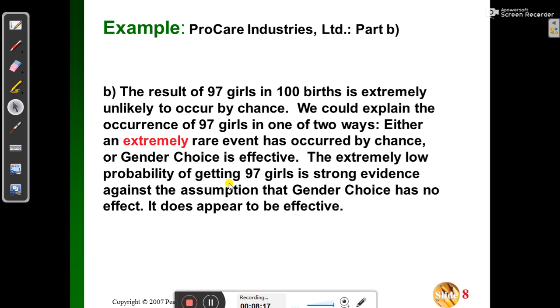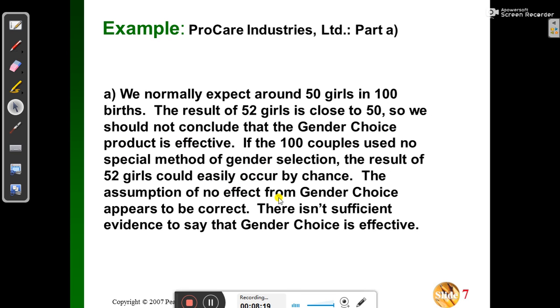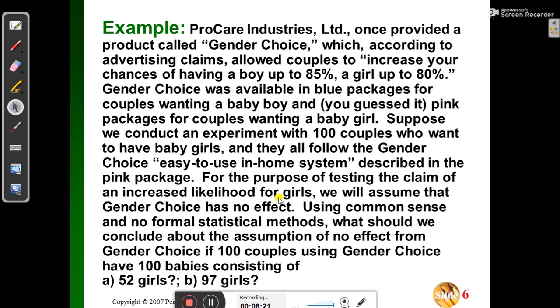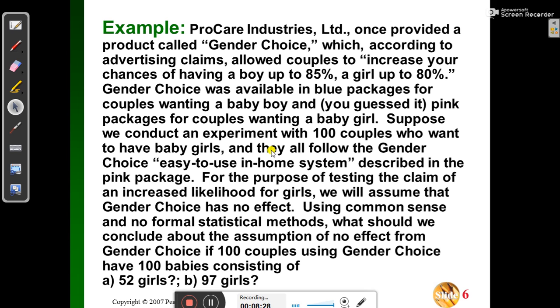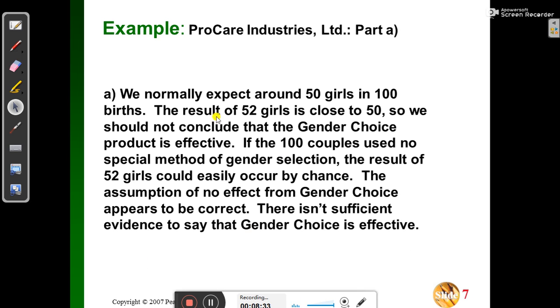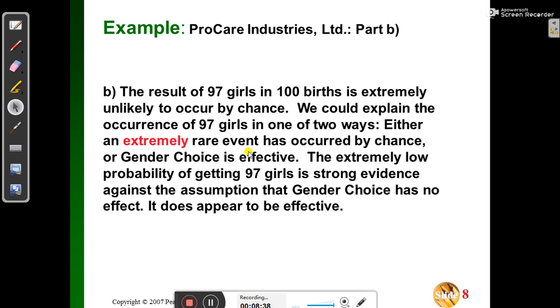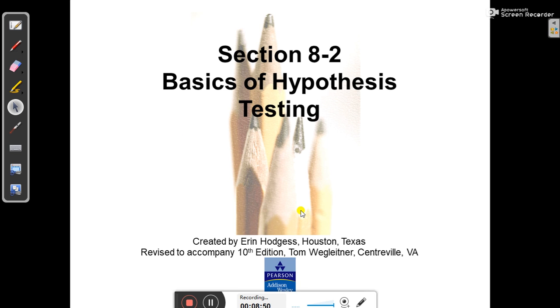So to understand this type of scenario, to understand the probability of this statement, a rare event rule for inferential statistics, that is what this example is showing: 52 girls might be possible, and that directly says that there is no sufficient evidence to say that gender choice is effective. But the second one, 97 girls, shows strong evidence against the assumption that gender choice has no effect. So it does appear to be effective. It might be effective also.